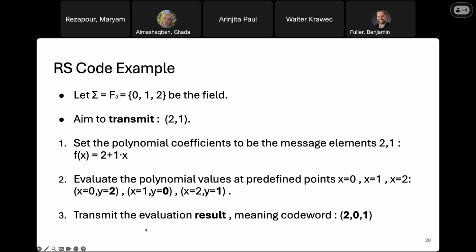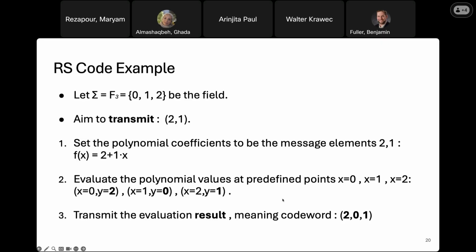To see this as an example, let's say we have a field of size 3 and we want to transmit the message 2, 1. So we put 2, 1 as coefficients of a polynomial, which makes the polynomial 2 plus 1 times x. And then we are going to evaluate this f(x) over 0, 1, and 2. And we are going to get the code word 2, 0, 1.